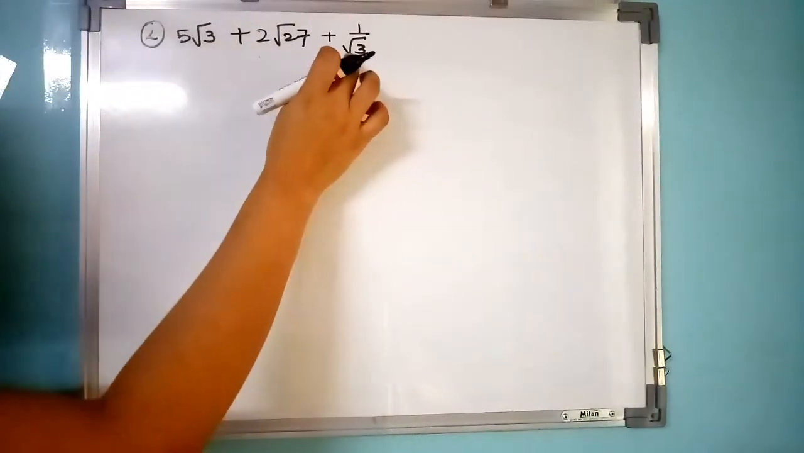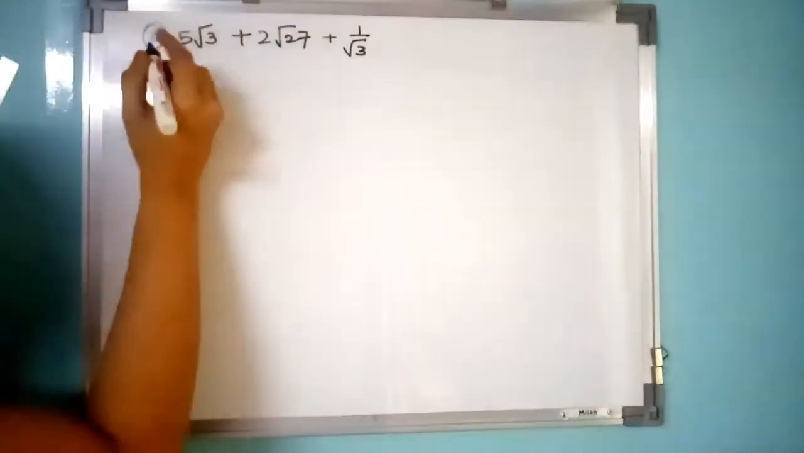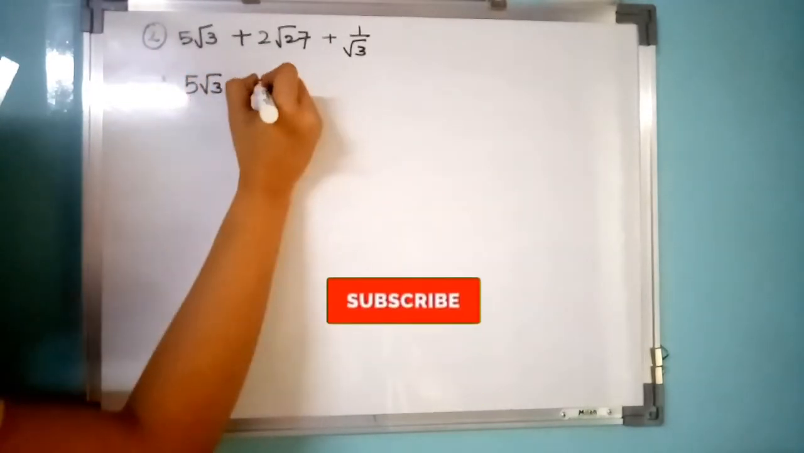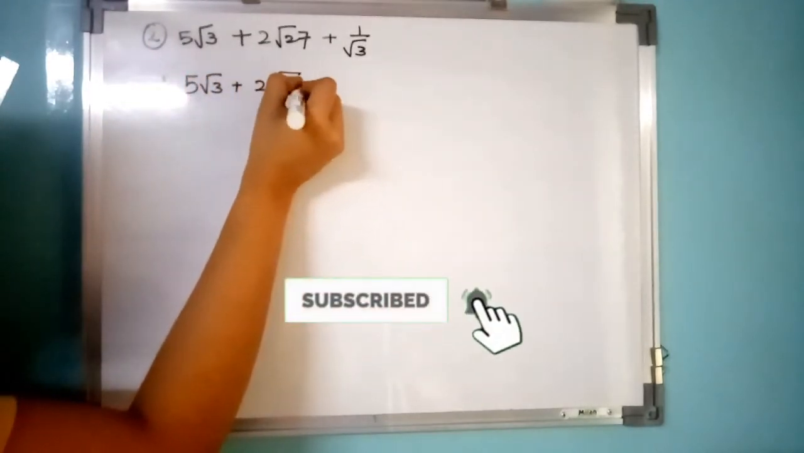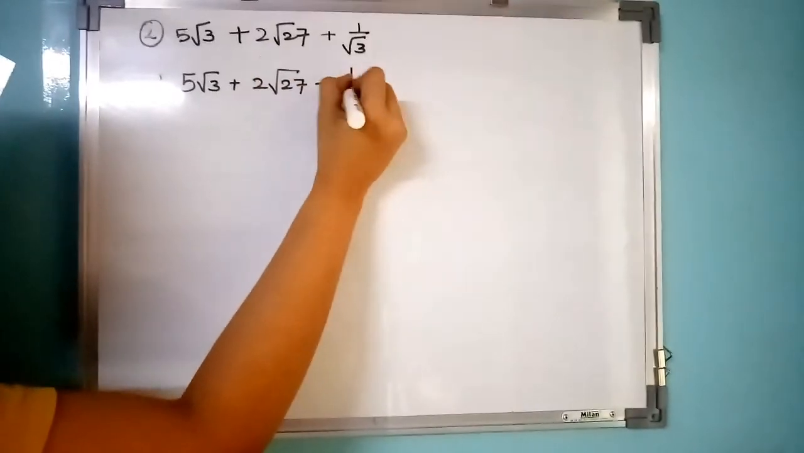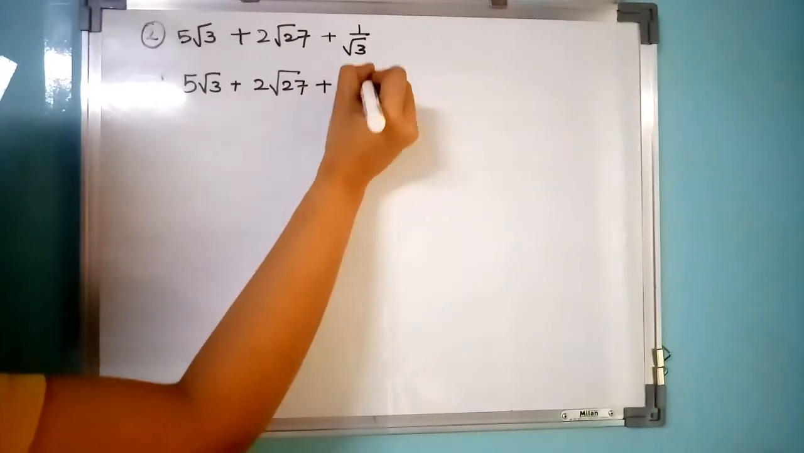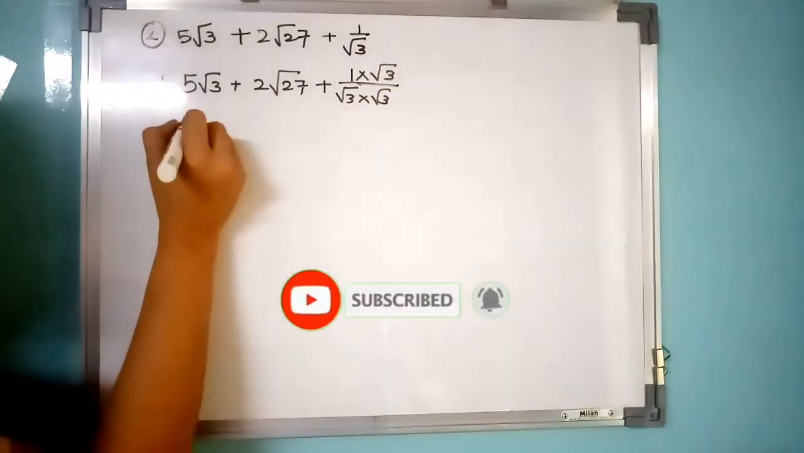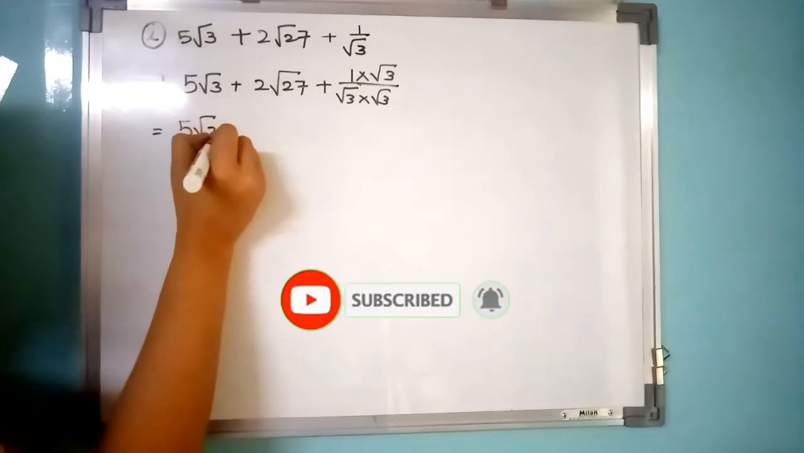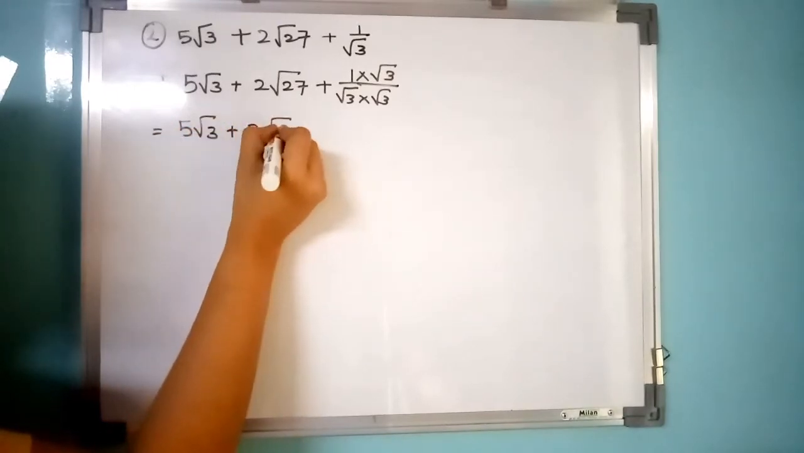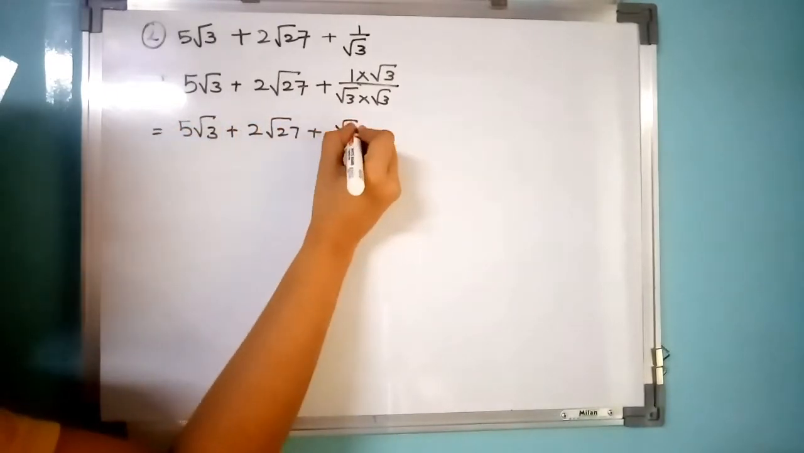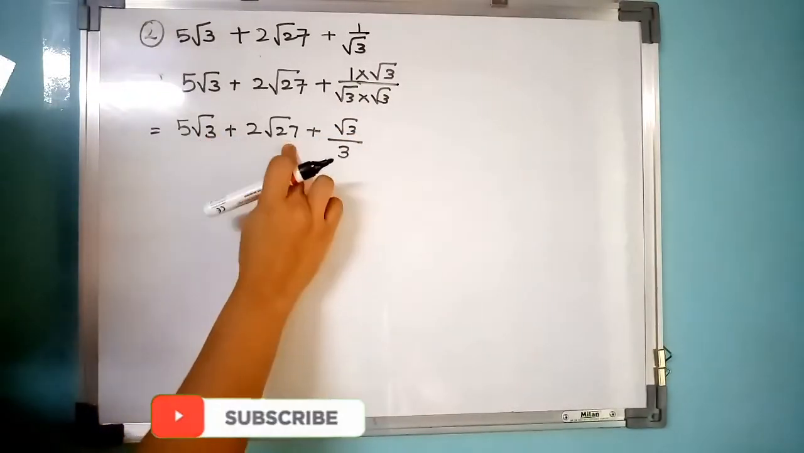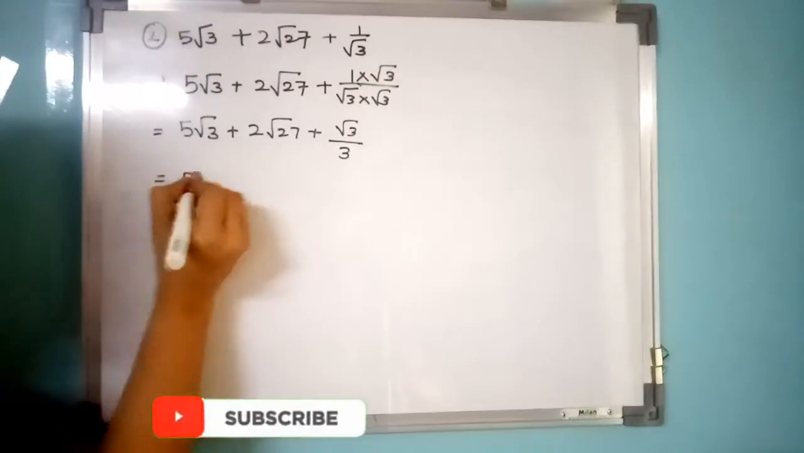Yes children, the previous question is quite easy, and here in this question we have a denominator which is in surd form. So let's see how to solve this. Let us first rationalize the last term's denominator. Rationalizing the denominator means we will multiply with the same term, and so it makes 5 root 3 plus 2 root 27 plus root 3 upon 3. Root 3 into root 3 means 3.